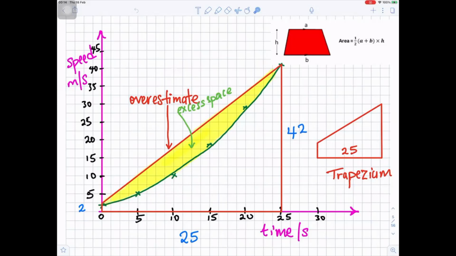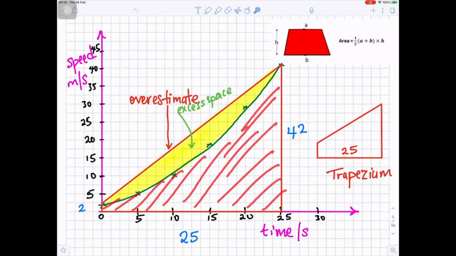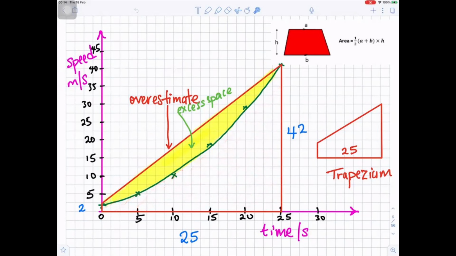Now, we want to estimate the area under the curve. So you imagine this area under that shape there. We want to find the area I have shaded. We can approximate it to be a trapezium. So this little side there is 2. This long side is 42. And we know this one is 25.